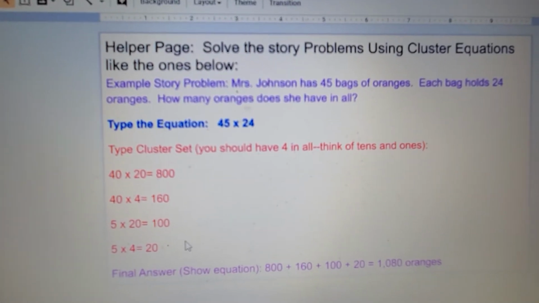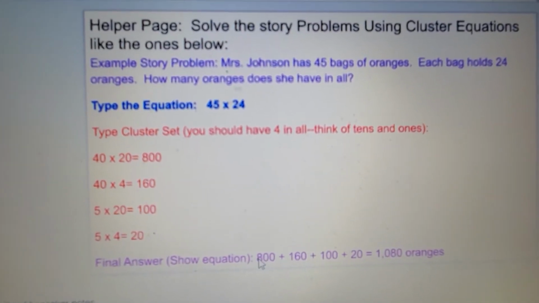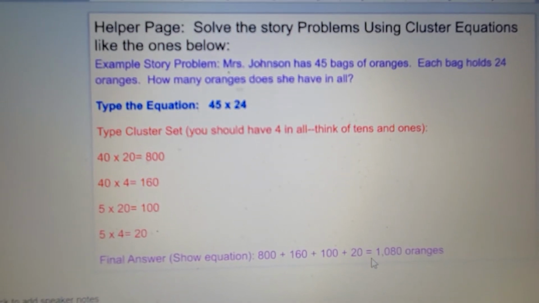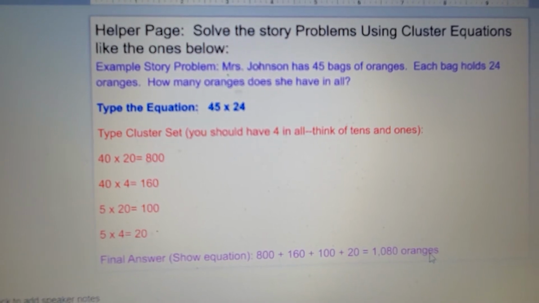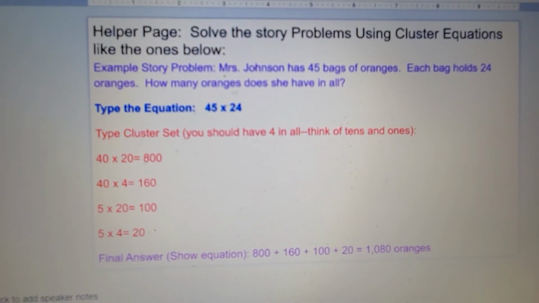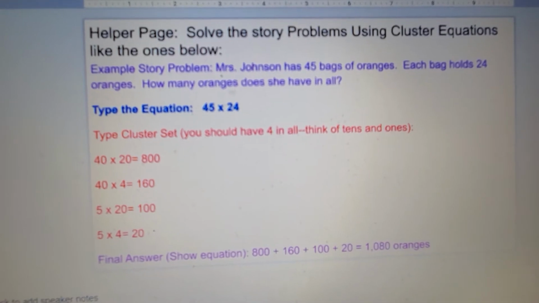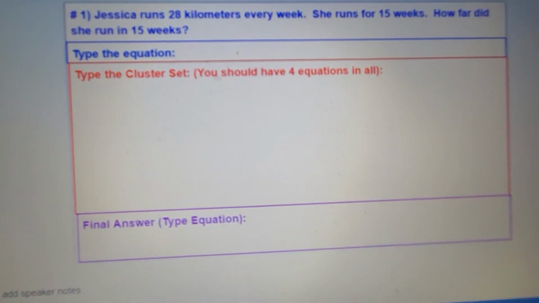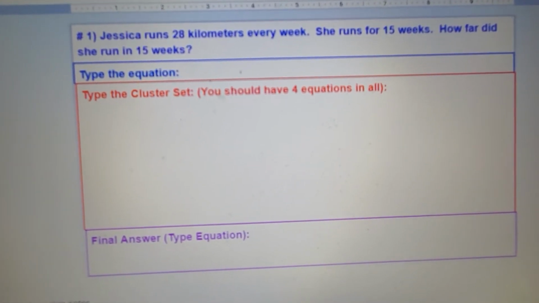When you're all done, you then write your final equation. 800 plus 160 plus 100 plus 20 equals 1,080 oranges. And I want you to put your label here. Label the answer. So you must have a word at the end of your number. So that's what you're going to focus on this week, over the next couple of days. There are 8 problems, so I would split it up. Do maybe 4 and 4. We'll do the first 2 together. So if you watch this video, you'll actually see the first 2 problems done.